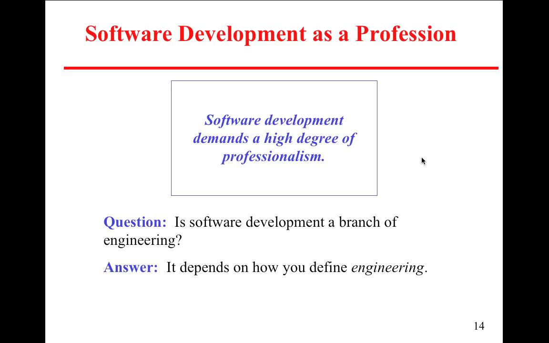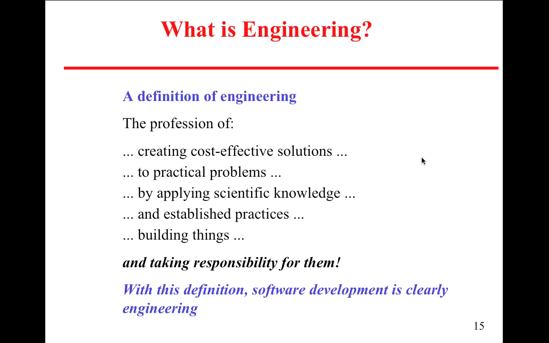Anyway, they'll be going on for more years because they'll never decide whether or not it's really an engineering science. But we'll take a look at that towards the end of the course, in terms of what engineering is and how to build that into the software concept, because it's not always there 100%. So, by definition, the profession of engineering is creating cost-effective solutions: solutions to practical problems, applying scientific knowledge to a solution, establishing practices, building things.